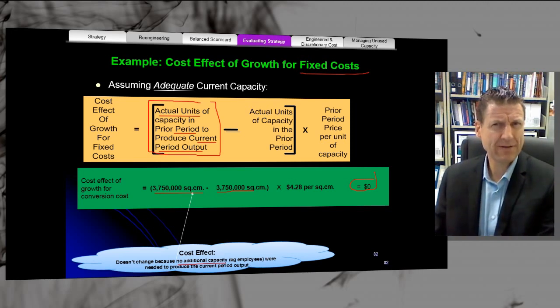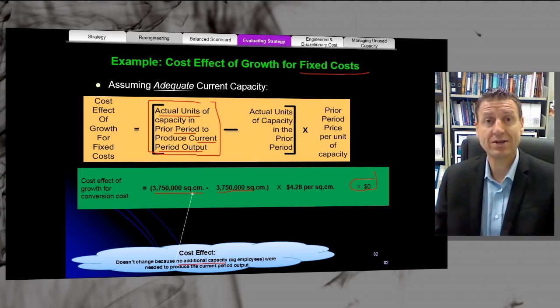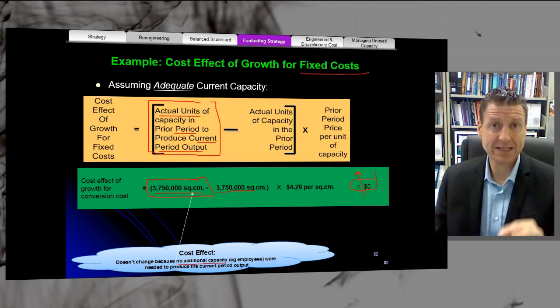What about if you don't have adequate current capacity? Then that would be the case where you've actually had to invest in more machines. You've had to hire additional people, and then that's going to be affected in this ratio because you're going to get a higher number here, and then that's going to create a higher number here, and because it is a cost, then that becomes an unfavorable signal to management. So keep that in mind. For most cases in the exercise we work through, we are assuming adequate capacity.